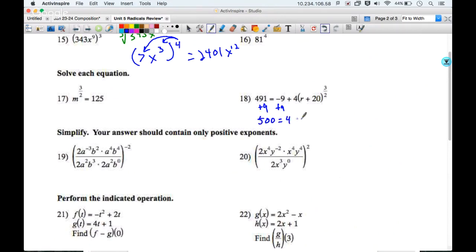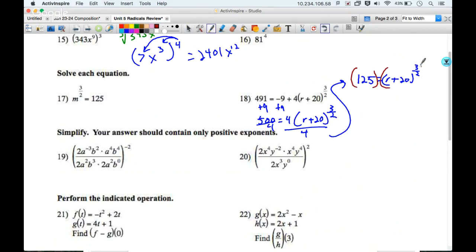500 equals 4 times (r plus 20) to the 3 halves. Simplify further by just dividing both sides by 4. Now what do I have? 125 equals (r plus 20) to the 3 halves. And now we use the trick of raising both sides to an exponent that will cancel this exponent because of the exponent to an exponent property, which results in multiplication. Simply put, just raise it to the reciprocal.